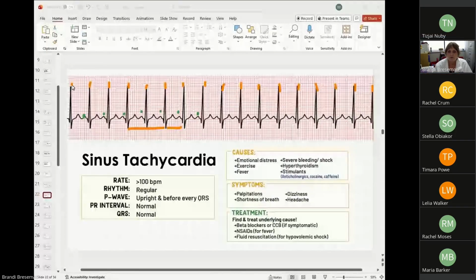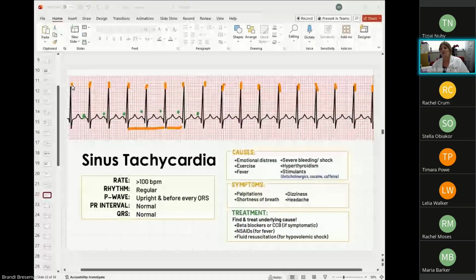Okay, so you have learned 3 rhythms. You have learned normal sinus rhythm. Normal sinus rhythm is a heart rate between 60 and 100. It is a regular rhythm. You have an upright P wave in front of every QRS. You have a PR interval that is 0.12 to 0.20. You have a QRS at 0.06 to 0.12. That's normal sinus rhythm.